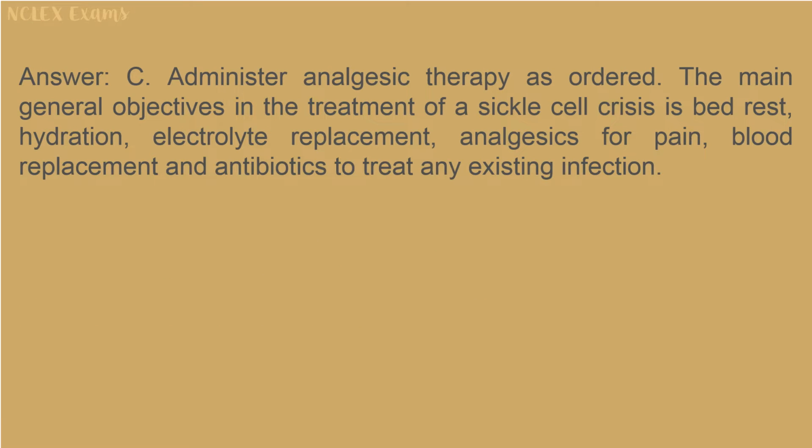Answer: C. Administer analgesic therapy as ordered. The main general objectives in the treatment of a sickle cell crisis are bed rest, hydration, electrolyte replacement, analgesics for pain, blood replacement and antibiotics to treat any existing infection.